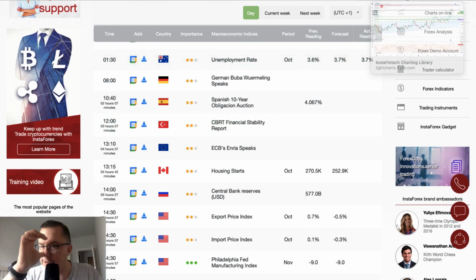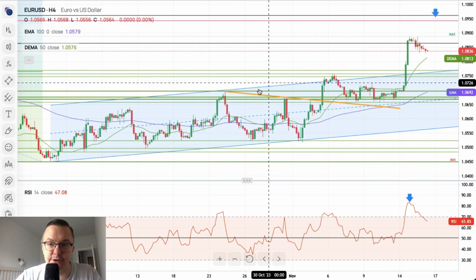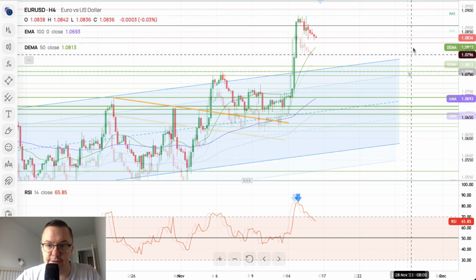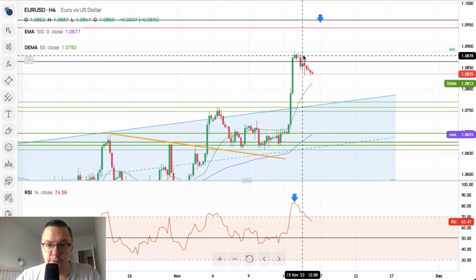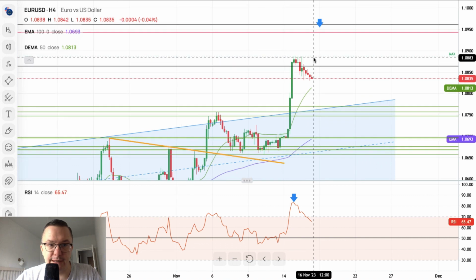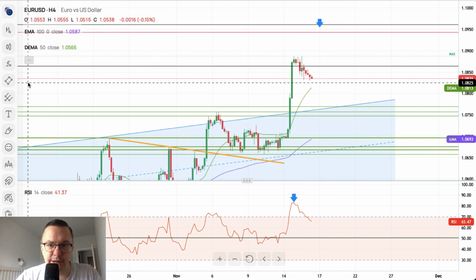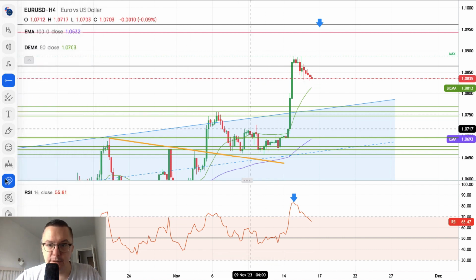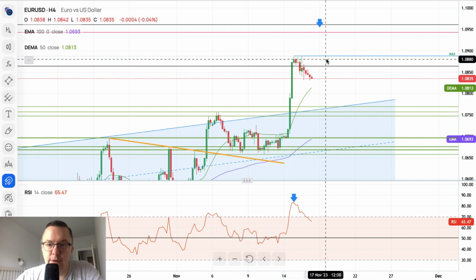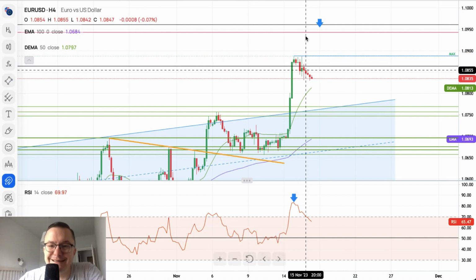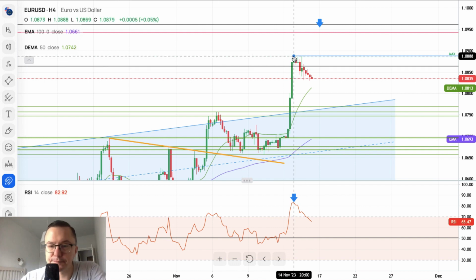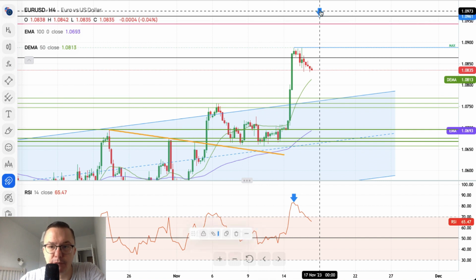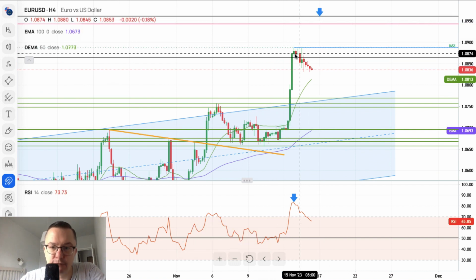So the first one we would like to talk about is, of course, the euro dollar. The euro dollar is coming off the recent highs, off the level of 1.0888. Okay, so this is the local high. I guess we can mark this level here already, because it looks like it's been established very well. There were 1, 2, 3 spikes towards this level, but none of these spikes closed above the 1.0888 level. So right now we have a pullback.